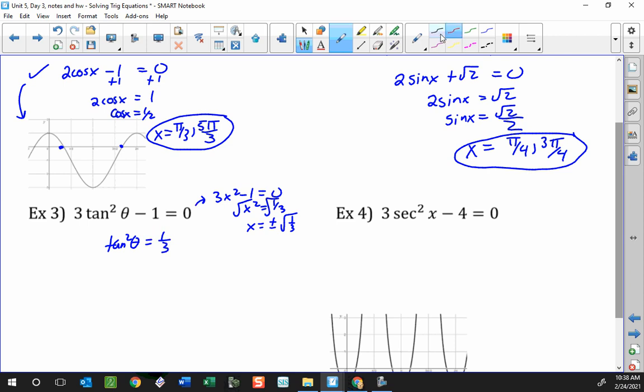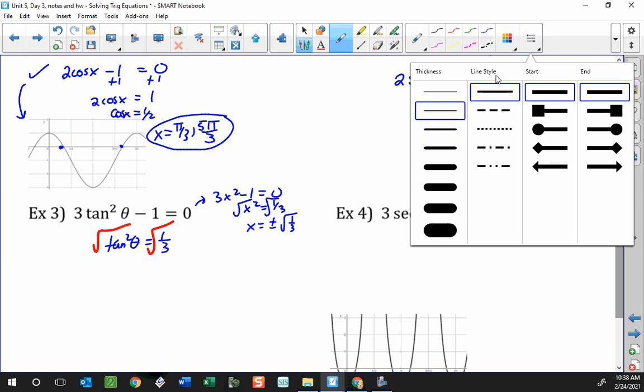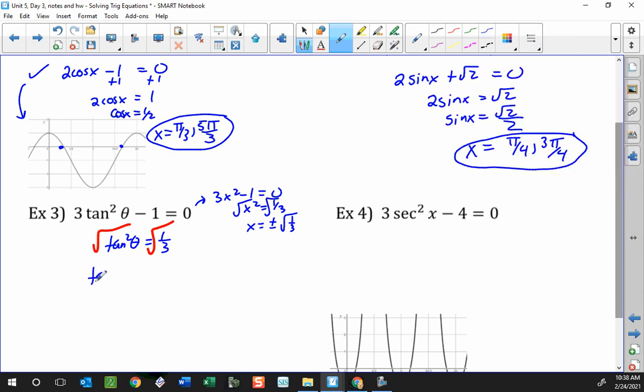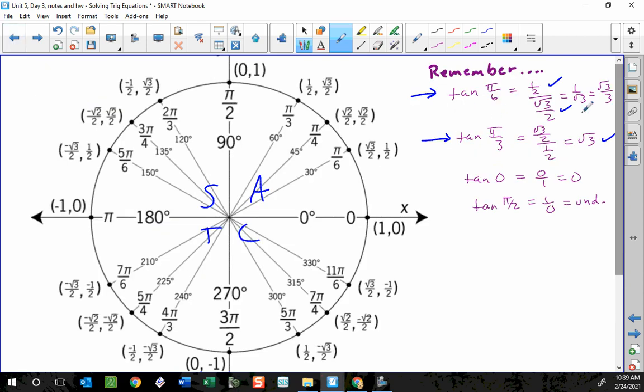We're going to move the 1, divide by 3, so I get tangent squared equals 1/3. Now I'm going to do the square root of both sides, but be careful. Square root of both sides, this tangent comes out. Remember, you put plus or minus. The square root of 1 is 1, and the square root of 3 you don't know. Now remember, this rationalizes, so you multiply by radical 3 on top and bottom, and you will get radical 3 over 3.